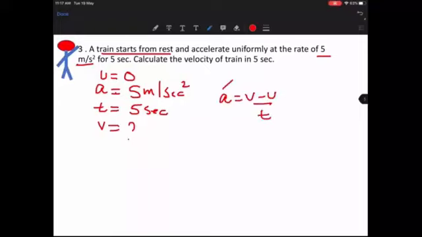Do you know A? Yes. You know U? Yes, it is 0. Do you know time? Yes. You only have to calculate your V. So isn't it simple? Just calculate along with me.